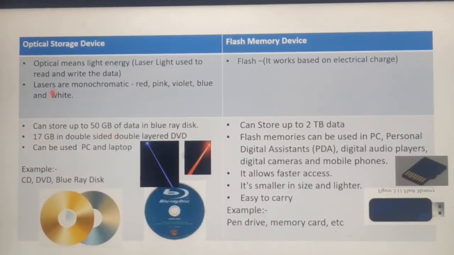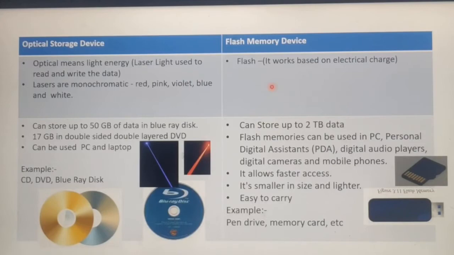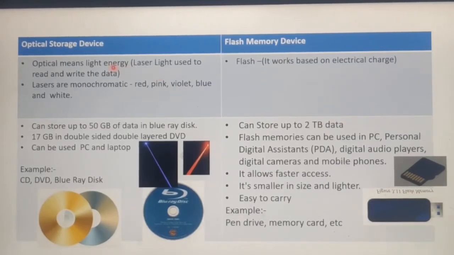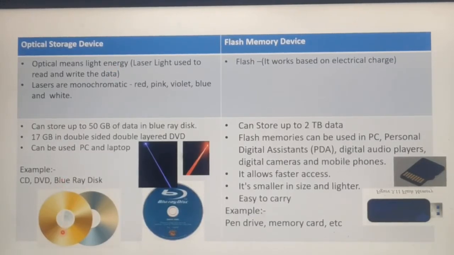Now we can see the difference between optical storage device and flash memory device. First let's see about optical storage device. Why is it called an optical storage device? Optics means light. By using laser light, we can read and write information on CD, DVD and Blu-ray disc. By using red laser light, we can read and write information on CD and DVD. By using blue laser light, we can read and write information on Blu-ray disc. So it is called Blu-ray disc.